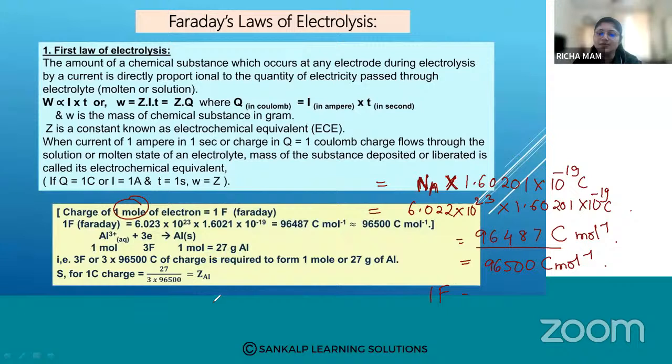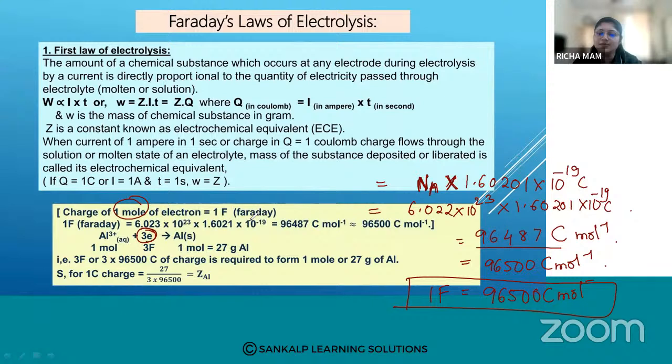So this is the value of 1 mole. Al plus 3 electrons gives you Al. So Al is the amount of substance, which is 1 mole. 3 electrons means how much charge is passed? It is 3 Faraday, because the charge of 1 mole of electrons is 1 Faraday. So 3 moles of electrons is 3 Faraday, giving you 1 mole.